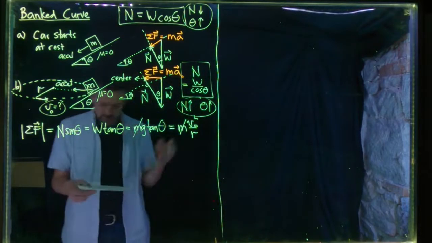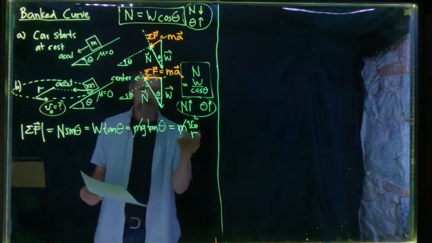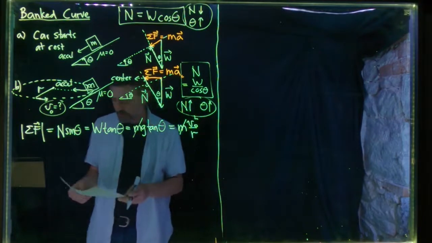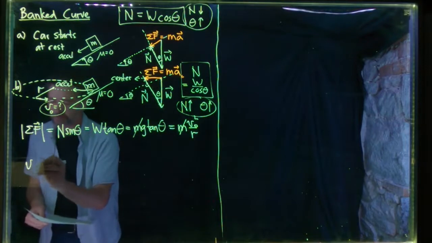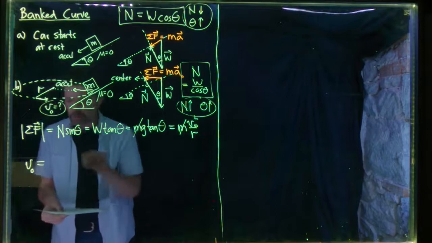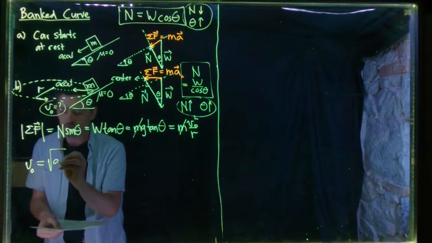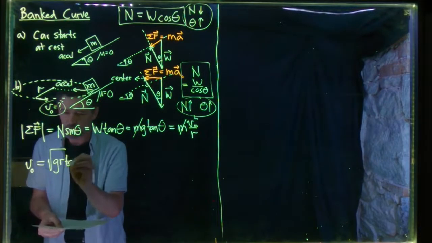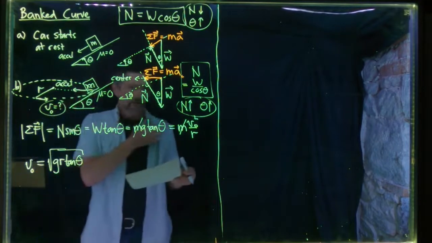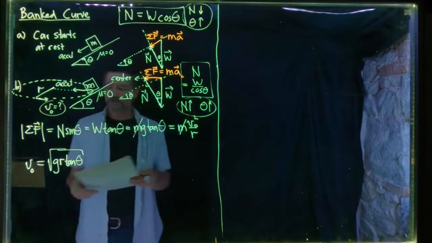Okay, awesome. So now we solve for v0. v0 is just the square root of g times r times tan theta. So we get v0, that critical speed, not too fast, not too slow, is equal to the square root of g times r times the slope, tan theta. Okay, so that's the answer.